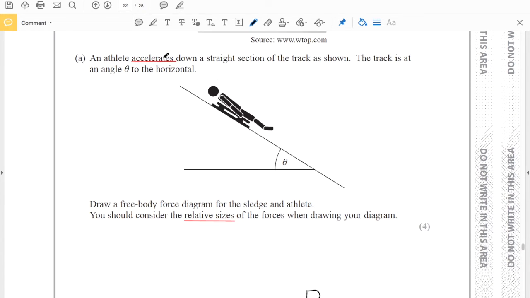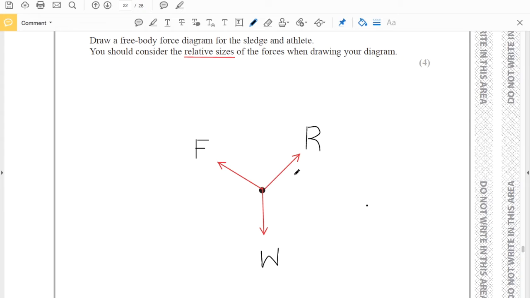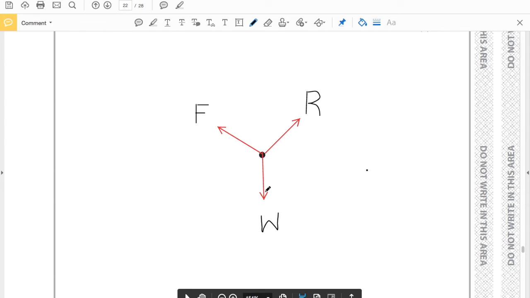Now, as I said, the key terms are accelerates and relative sizes. It is accelerating here, which means you need to have a resultant force in this direction, correct? If I make the forces equal in length, will this be accurate? No, it isn't, because you have to show that in this direction the force is greater. How do we do that? Is there any movement in this direction? No.